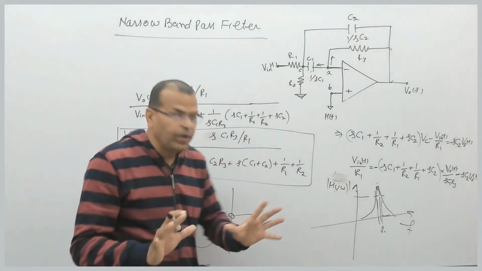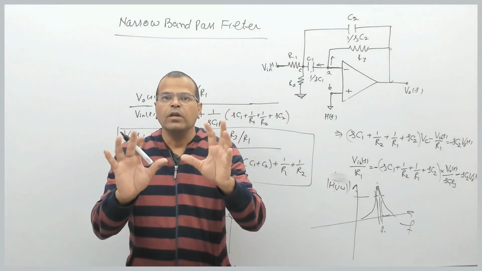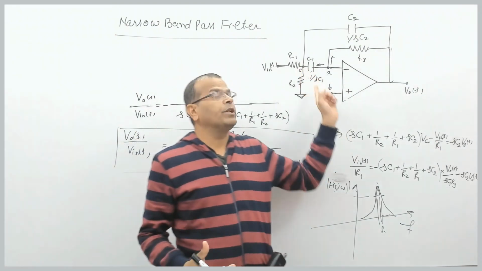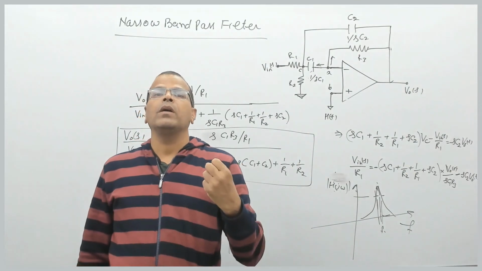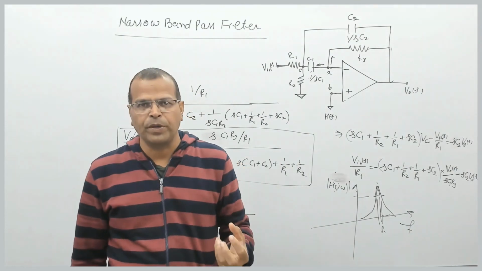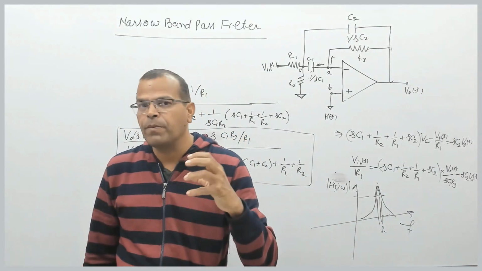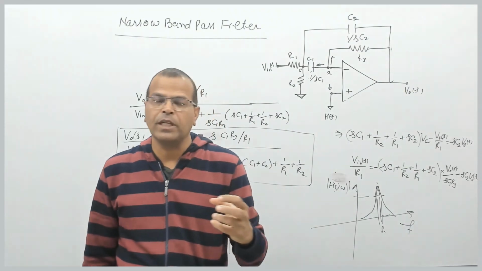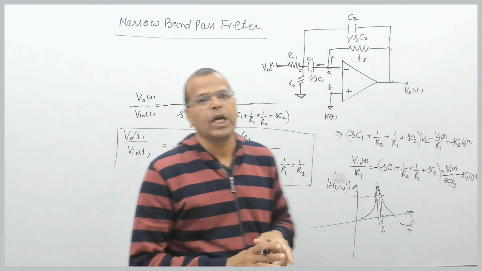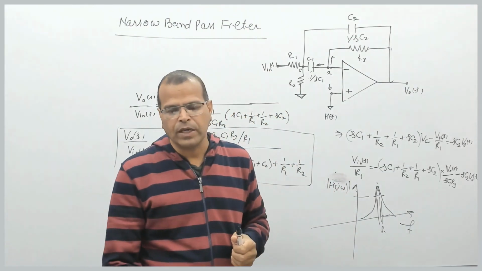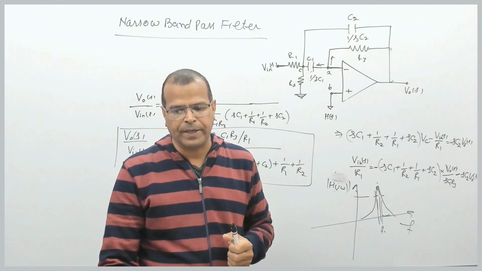So from examination point of view, what is important? That procedure is important. You should not remember everything, but you should remember the procedure, how to find the transfer function, or you should remember the procedure of analysis of the operational amplifier, because that becomes important for university exams, that becomes important for engineering services mains exams, that becomes important for civil services mains exams. I hope the concept is clear. And of course, that finishes your narrow band pass filter.